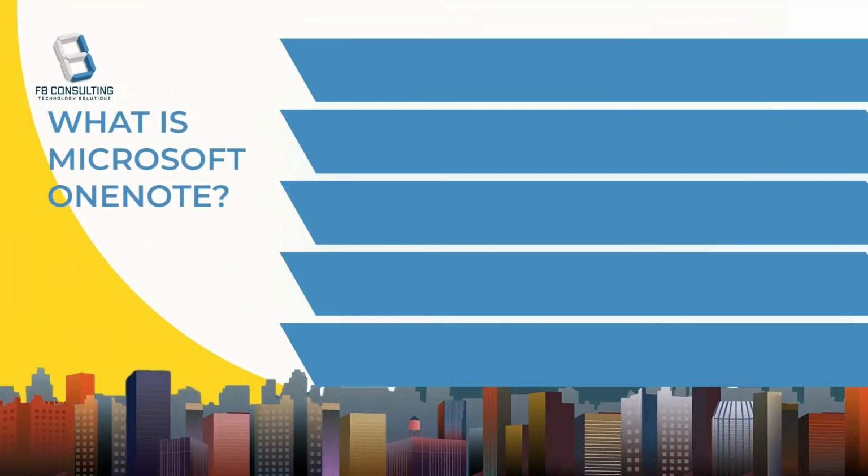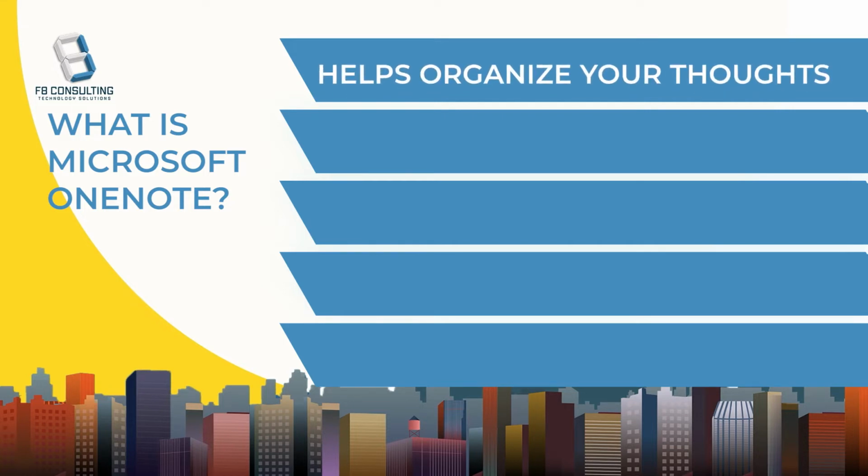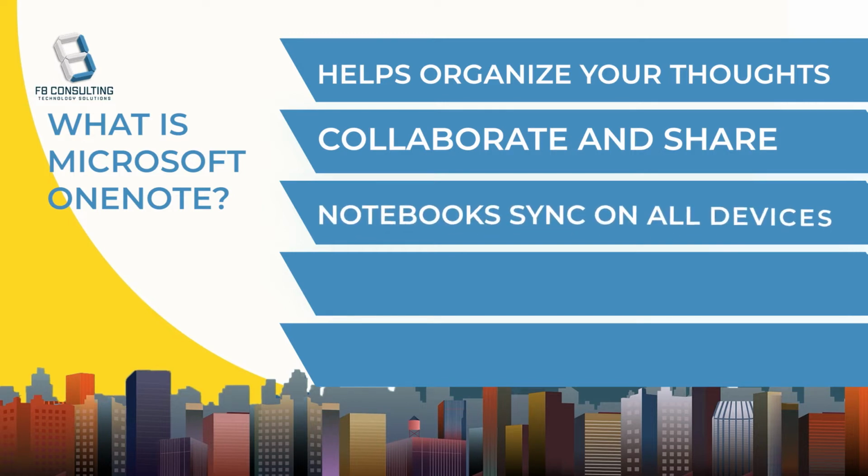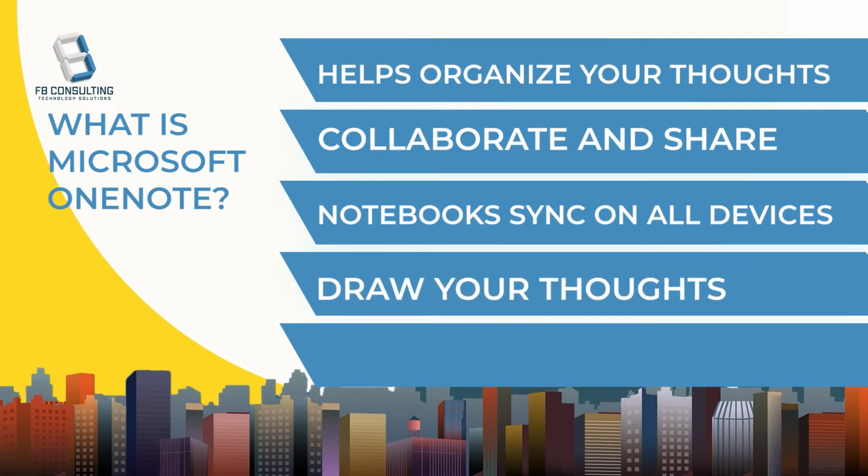So first, what is Microsoft OneNote? It is a digital note-taking app for your devices, but let's talk about what it can do for us. So first, it helps us organize our thoughts by giving us a place to write things down and store things. It helps us collaborate and share our ideas and our notes. All the notebooks do sync on all of the devices that it is downloaded to, so that's a great feature as well. You can draw in this app, so you can mark up pictures or files with all of your personalized little notes, which is great.